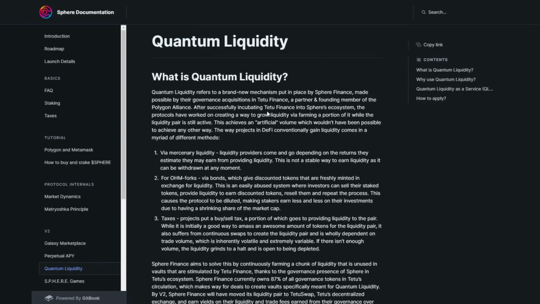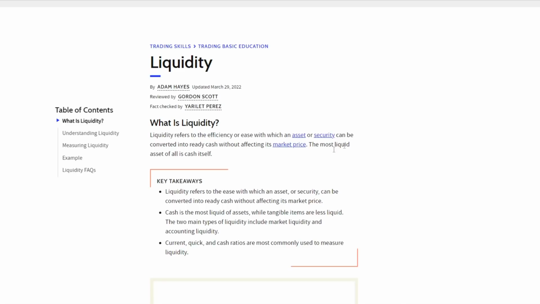Now, before we can understand quantum liquidity, we need to first know what liquidity is and why it's important. According to Investopedia, liquidity refers to the ease with which an asset can be readily converted into cash without affecting its price. In a nutshell, this means that the more liquidity an asset has, the better, because more money can be traded back and forth without significantly impacting the price. So you end up receiving more for your money.